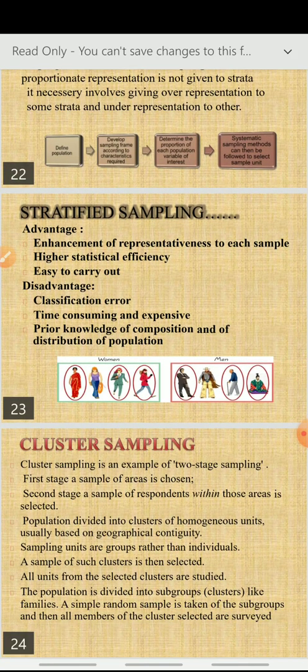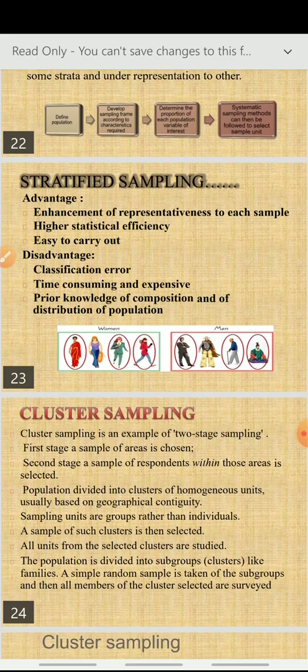Stratified sampling advantages: it is an enhancement of representation of each sample, with very high statistical efficiency. It's a very good method and it's very easy to carry out. So it is basically an error-free method. But disadvantages: classification. We are not able to classify properly whether it is actually a stratum or not. It is time consuming, expensive, and requires knowledge of the composition and distribution of the population.